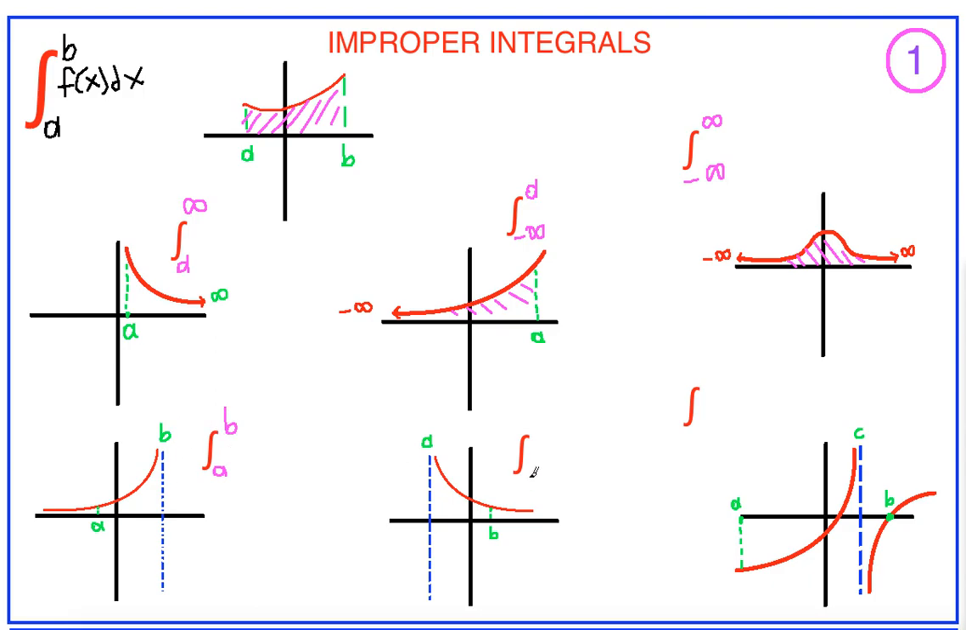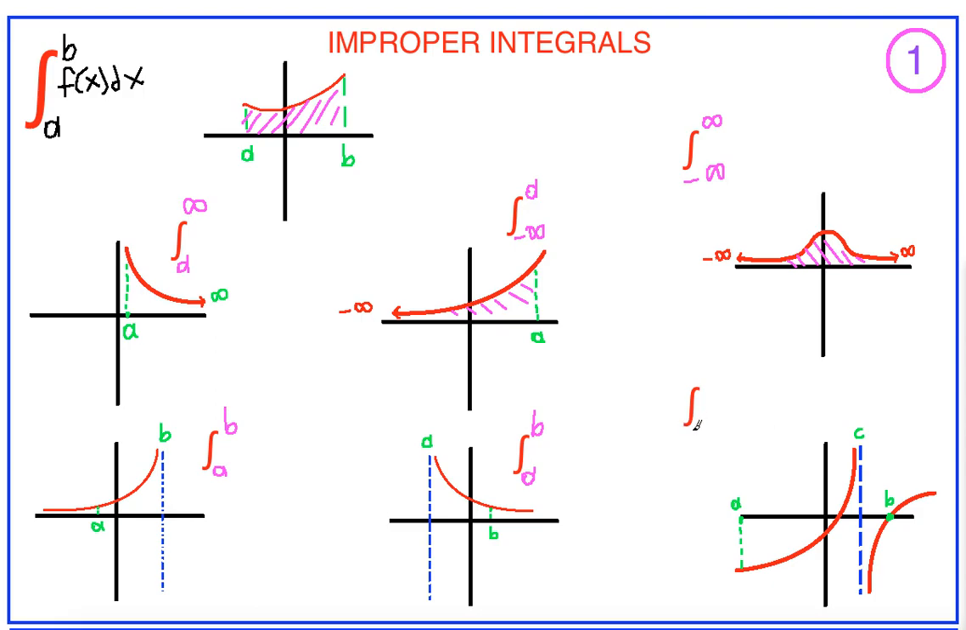How about here? From a to b, can we calculate the area under this curve? At a, we have a vertical asymptote. Again, we have a discontinuity here. a is not exactly our lower boundary because the function cannot get that value.